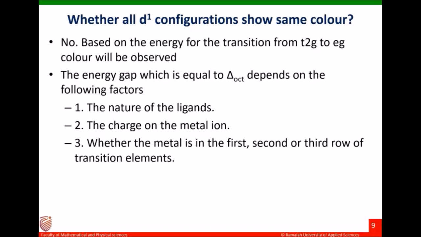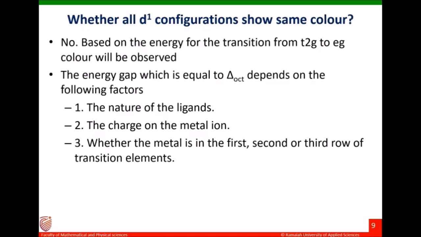Do all D1 configurations show the same color? No. Based on the energy of the transition from T2G to EG, color will be observed. That means if that energy difference is different, then the color also will be different. The energy gap, which is delta octahedral, depends on the following factors. Nature of the ligands, meaning if the ligand changes, color also will change.